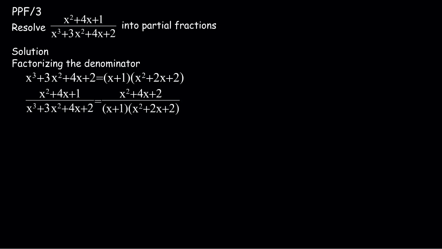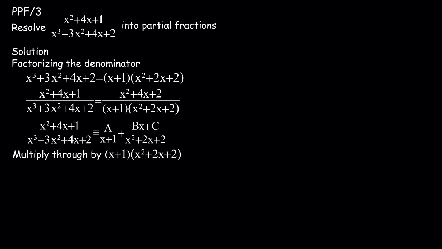So therefore (s squared plus 4s plus 1) divided by (s cubed plus 3s squared plus 4s plus 2) is equal to (s squared plus 4s plus 1) divided by (s plus 1)(s squared plus 2s plus 2). And by inspection, s squared plus 2s plus 2 cannot be factorized further. So we are going to say let (s squared plus 4s plus 1) divided by (s cubed plus 3s squared plus 4s plus 2) be equivalent to a divided by (s plus 1) plus (bs plus c) divided by (s squared plus 2s plus 2).